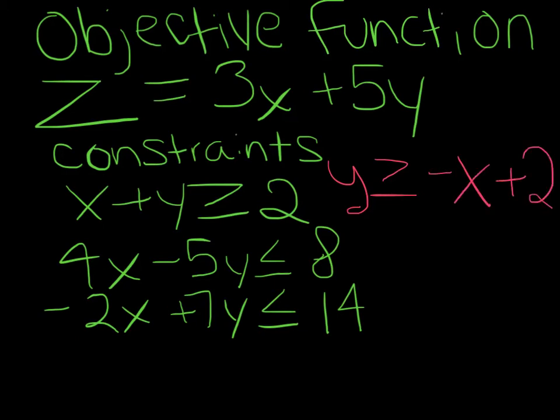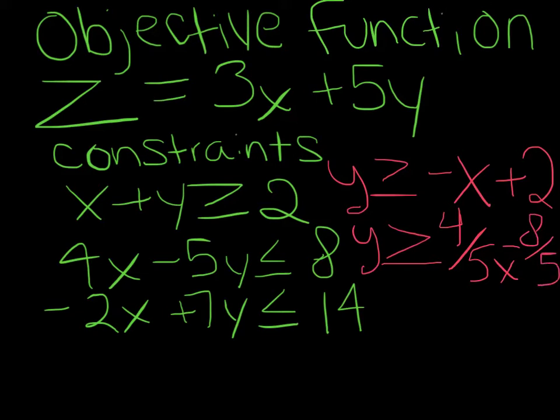For the next one, you would get y is greater than or equal to 4/5 x minus 8/5. And it's greater than because you have to divide by negative 5. Now the next one is y is less than or equal to 2/7 x plus 2.